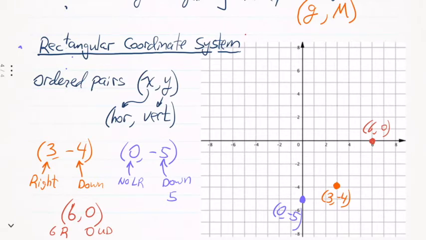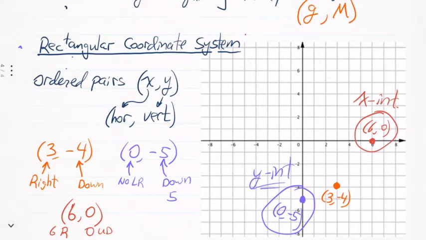All right, now they have fancy names. Like this (6, 0) is known as an x-intercept. It is on the x-axis. And the (0, -5) down here is known as a y-intercept, otherwise known as on the y-axis. And you'll notice that on an x-intercept, the y value is equal to 0, and on a y-intercept, the x value is equal to 0. So it's always the opposite one that is going to be 0.